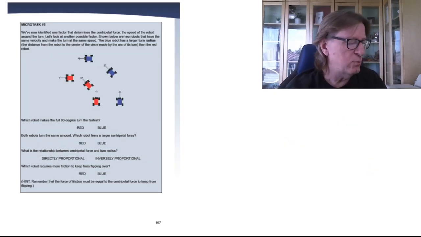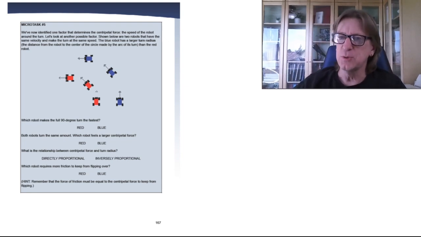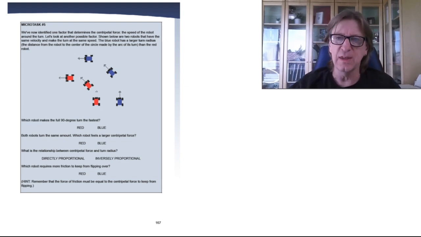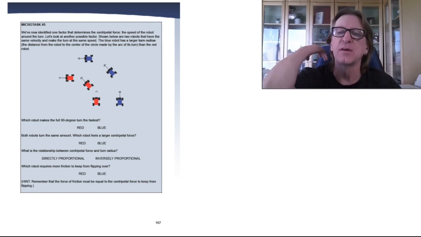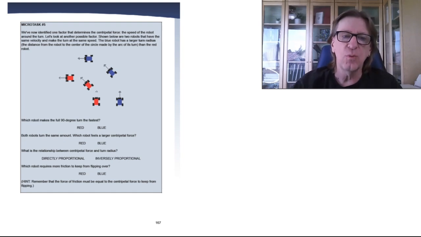So remember, when we're developing an equation, we always vary only one thing at a time, always just one thing. And so now we're going to have our robots moving at the same speed. Okay, so our robots are both going to move the same speed. Got that right here. But the blue robot is going to have a larger turn radius than this. And let's see what we mean by turn radius.